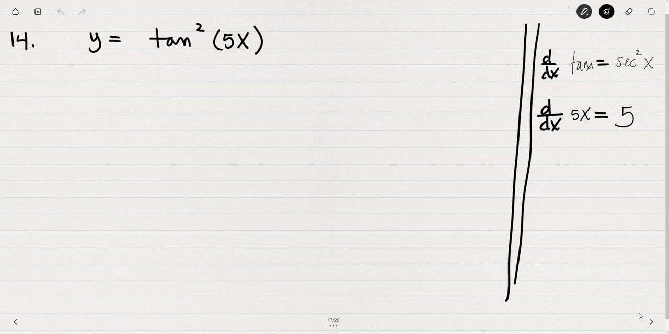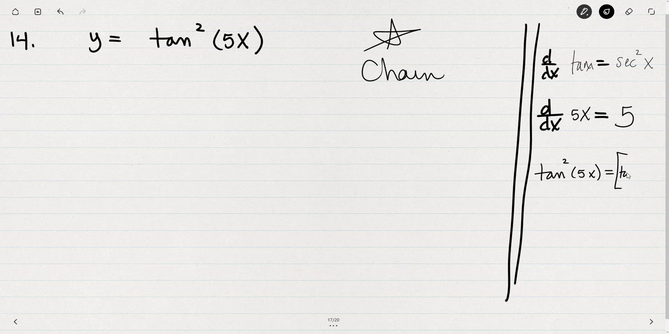Let's look at this next example, tangent squared of 5x. This is an excellent example of applying the chain rule, because you have to chain not once but twice. Let me show you why. To start with, I'm going to see this tangent of 5x. So let me rewrite this. Tangent squared 5x. That is the same as saying tangent of 5x squared.